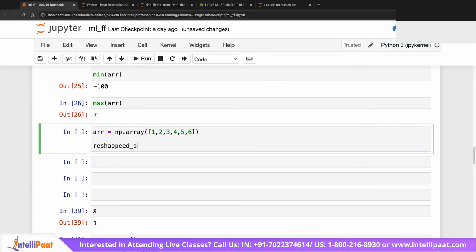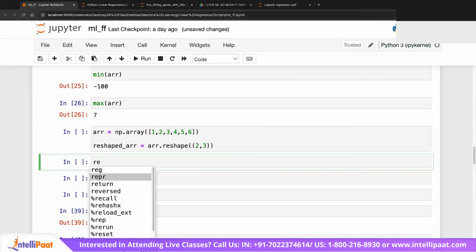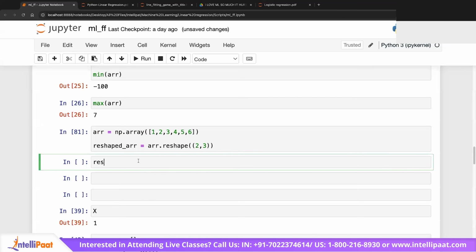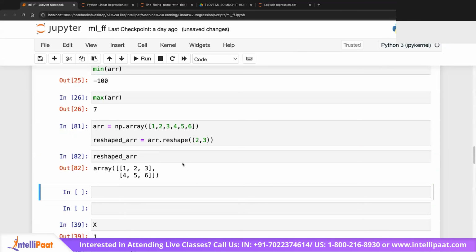If I want to reshape this, reshaped_array is equal to array.reshape. Whatever you want to reshape it to, if I pass like this 2, 3, and if I just print reshaped_array and run this, did I just convert my original array into a different array format? Did I just reshape the array into a different format? Okay, let me show you one more example.